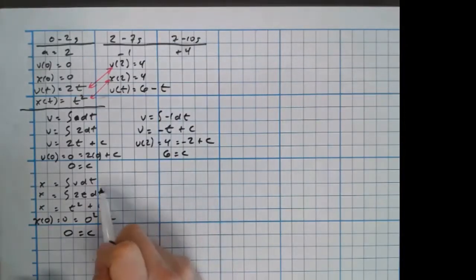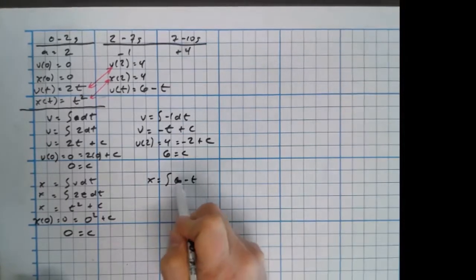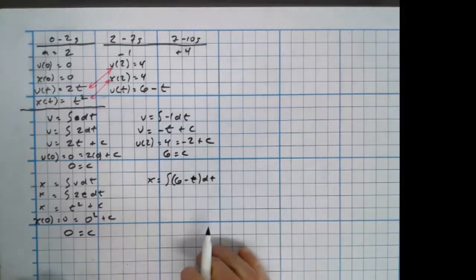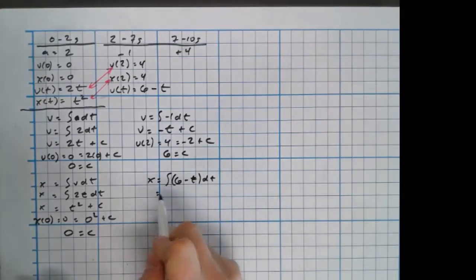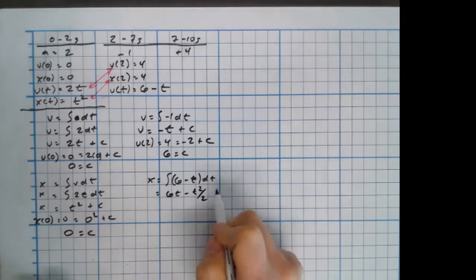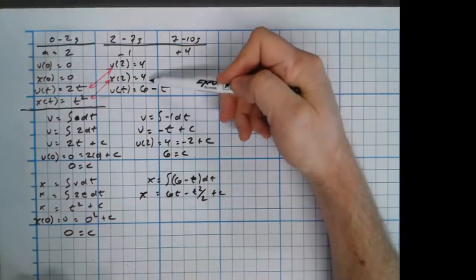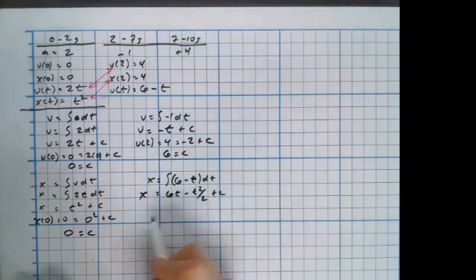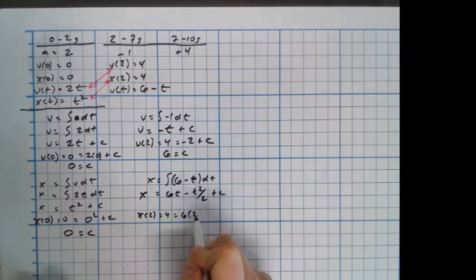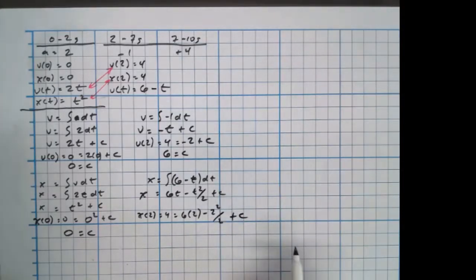All right, now I'm going to set up this integral of the velocity function to get the position function. So x equals the integral of 6 minus t dt. That is equal to 6t minus t squared over 2 plus a constant. How do I figure out what that constant is? I look at the endpoint of my domain. The position at time 2 is 4. So that means x of 2 equals 4 equals 6 times 2 minus 2 squared over 2 plus a constant.